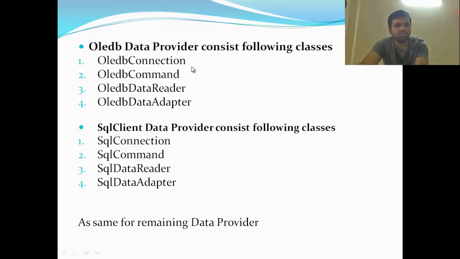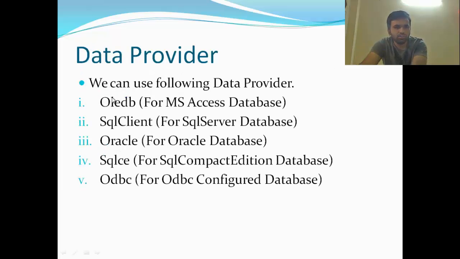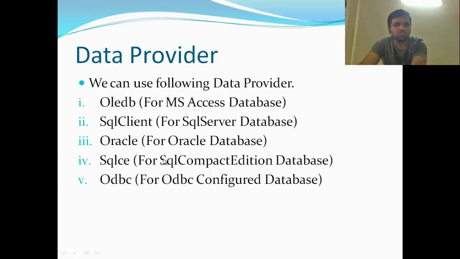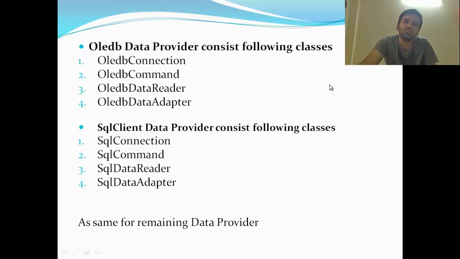You can see there are different providers: OLEDB, SQL client, Oracle, SQLC, ODBC. Each provider has 4 classes, as we have seen in the figure: connection, command, data reader and data adapter. After enabling a namespace in our application, we can access these 4 classes. For example, if our database is OLEDB MS Access, then we can use OLEDB connection, OLEDB command, OLEDB data reader, OLEDB data adapter.